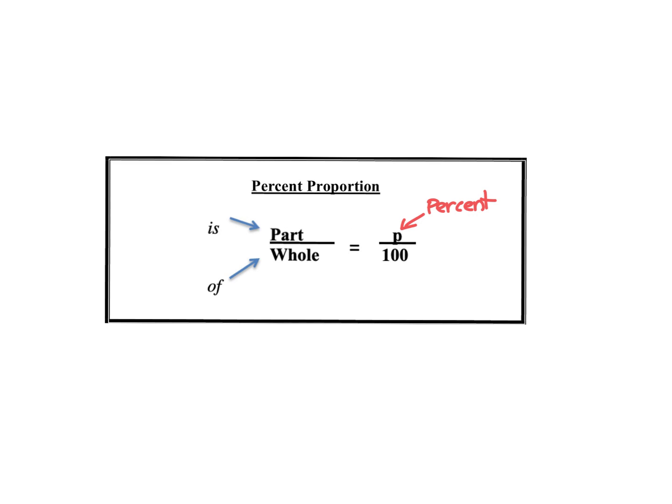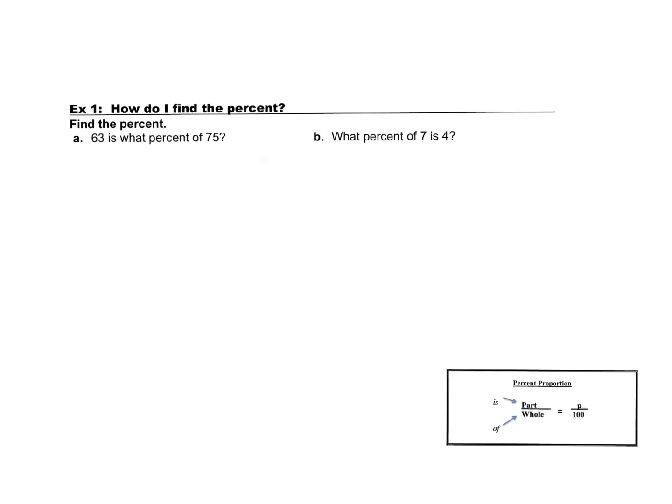Now there are some words that we can look for when we are solving these proportions. When we hear the "is," we know that that's going to be our part, and the "of" or the "out of" is our whole. So we've got our part that is, all over the whole, is equal to P all over 100.